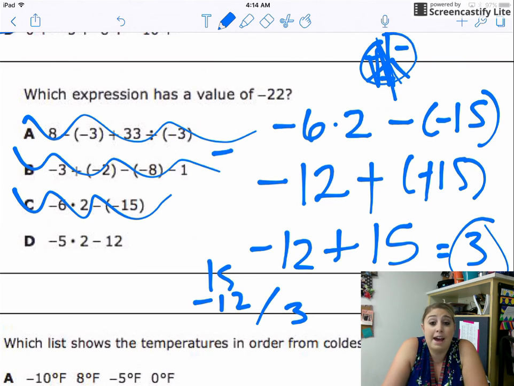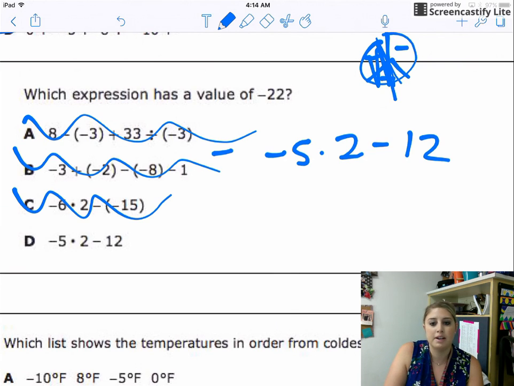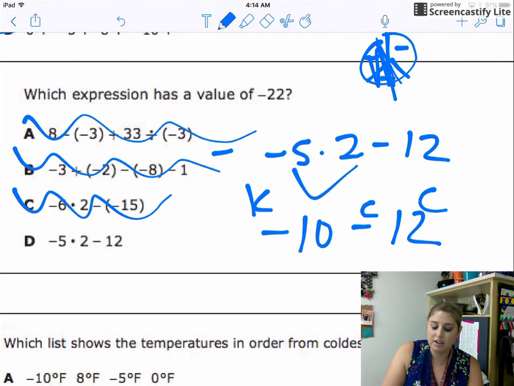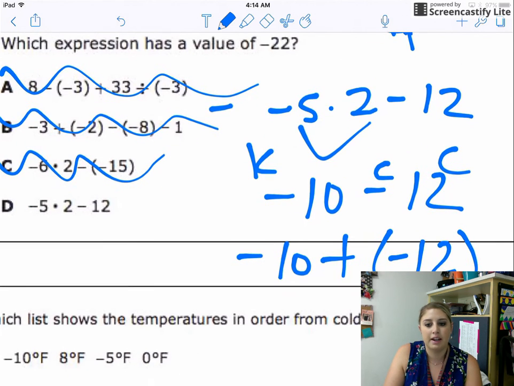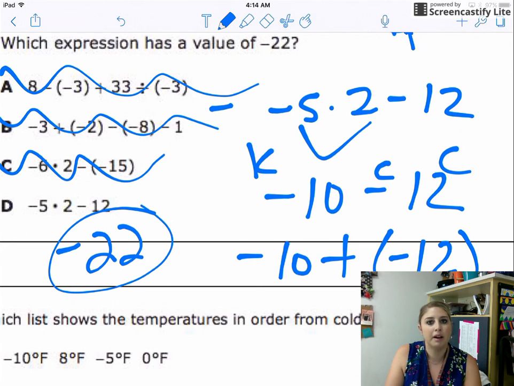That means it has to be D, right? But let's go ahead and just double check that it actually is. So pause the video and prove to me that D is equal to negative 22. All right, so to prove to me that it is negative 22, I'm going to take negative 5 times 2, which is negative 10 minus 12. And then I'm going to keep, change, change. So I have negative 10 plus a negative 12. Same sign sum, so my answer is negative 22.